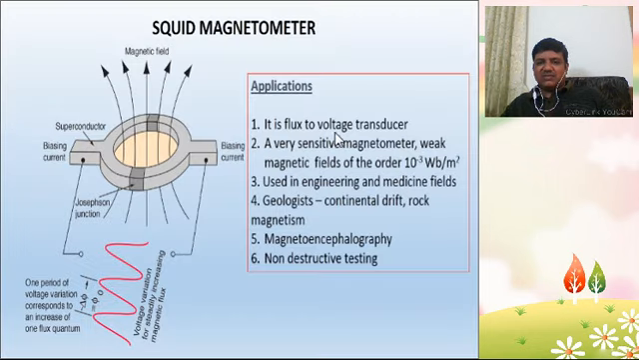So this is a flux to voltage transducer, a very sensitive magnetometer, and it is used in engineering and medicine fields. As we pointed out, it is used in MRI, magnetic resonance imaging, and geologists use it to study continental drift and rock magnetism. Magnetoencephalography, that is, it is used to measure the heart and brain waves, magnetic waves, on the order of 10 power minus 14 Weber per meter square. Such small magnetic fields can be measured by using a SQUID.